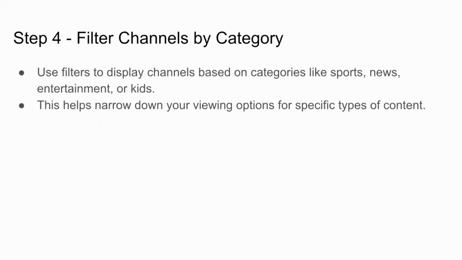Step 4. Filter channels by category. Use filters to display channels based on categories like sports, news, entertainment, or kids. This helps narrow down your viewing options for specific types of content.